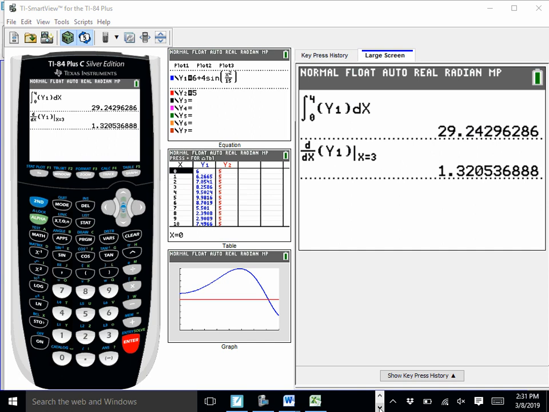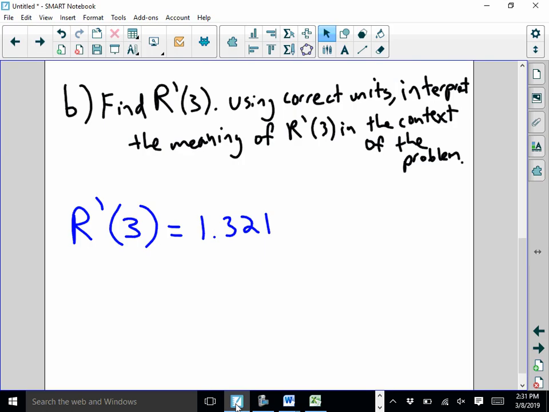Okay, so I know derivatives are always rates of change, right? So whenever I do a derivative, it's a rate of change, so I have to divide by a time unit. But r of t was already in liters per hour. So the derivative of liters per hour is liters per hour squared. This is a rate of change of a rate of change. So this ends up being liters per hour squared.